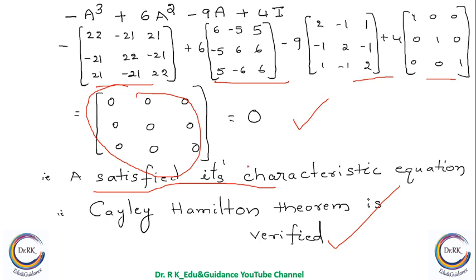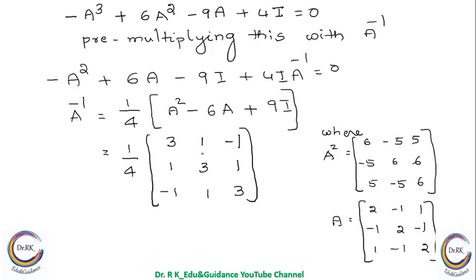Next is find A inverse, not by using any other method. By using this outcome, we have to find the A inverse. From the Cayley-Hamilton theorem, we are getting minus A cube plus 6A square minus 9A plus 4I equal to 0. We know A cube, A square, A, everything. So by using those values, by using this relation, we have to find A inverse.